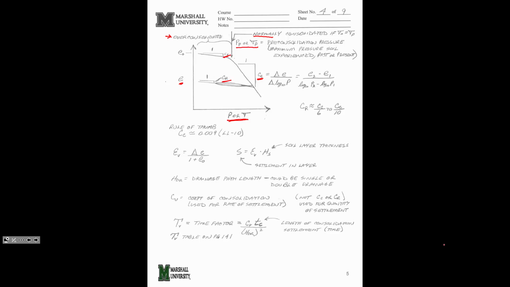That gives you two different equations for your settlement calculation. I have seen problems where they've asked you to calculate what C sub C is from the diagram. I have seen cases where they've given you e1, e2, P1, P2, and asked for what C sub C is. Pretty easy to do. Rule of thumb for C sub C: 0.09 times the liquid limit minus 10.